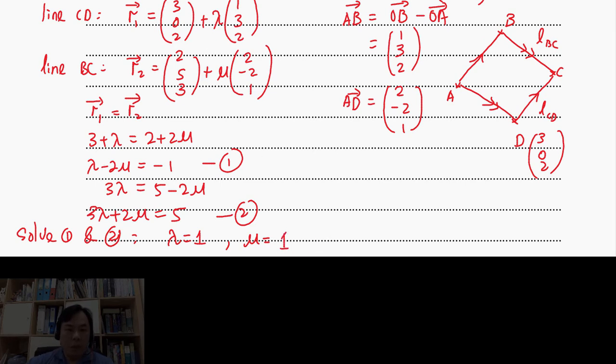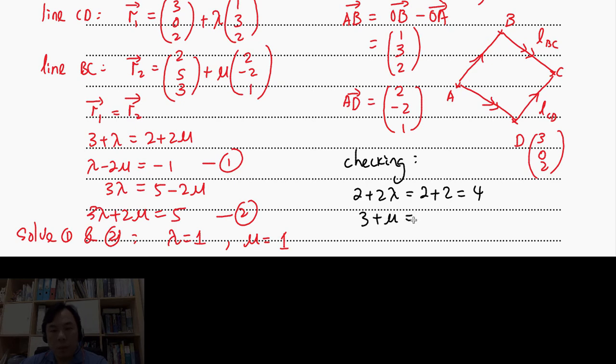Then for checking purpose, whether they actually meet with these parameters is to check the last term. So the last term we have 2 plus 2 lambda. 2 plus 2 lambda should be the same as, in this case, 2 plus, if my lambda is 1, so therefore there must be a 4 there. And then the other one is 3 plus mu. Mu is 1, so that's also a 4. Okay, so which means this answer is correct then.